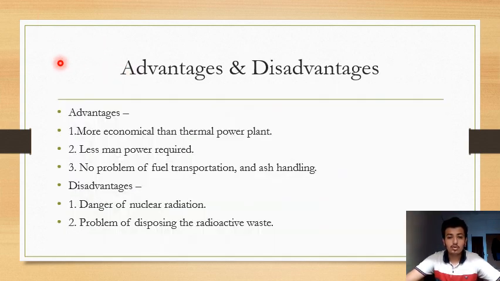Now let us look at some of the advantages and disadvantages of a nuclear power plant. Firstly, to begin with advantages, the most important advantage is that it is more economical than a thermal power plant, it requires less manpower, and there is no problem of fuel transportation and ash handling. It also has many disadvantages. Some of them include that there is always a danger of nuclear radiation around, and the problem of disposing of radioactive waste is a major problem.